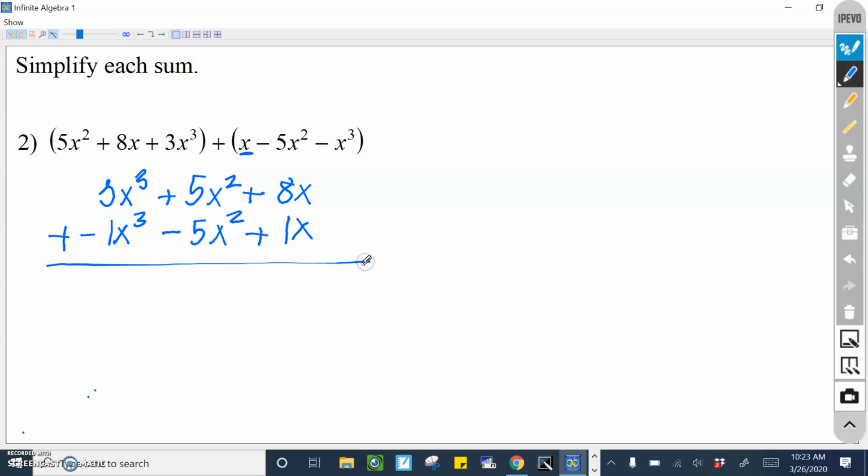So now we're going to add these vertically. So 3 plus a negative 1 gives me 2x cubed. 5 plus a negative 5x squared, that just cancels out. And then 8x plus 1x gives me 9x. And so that's that problem.